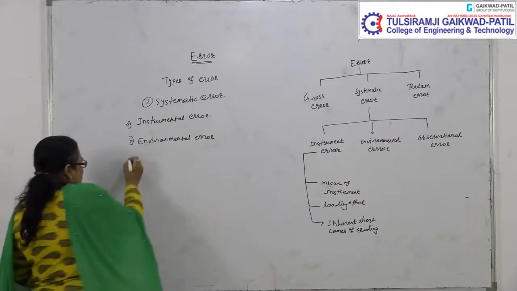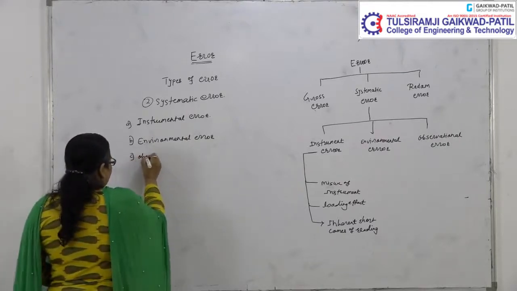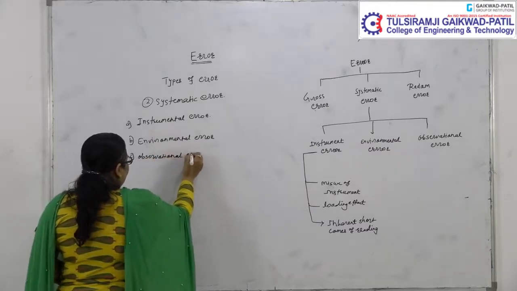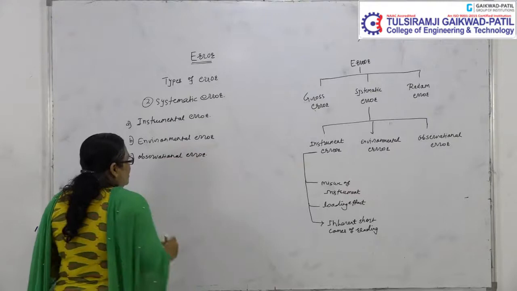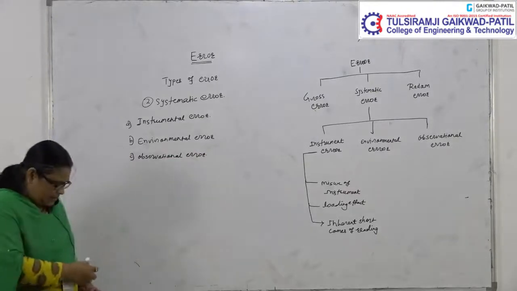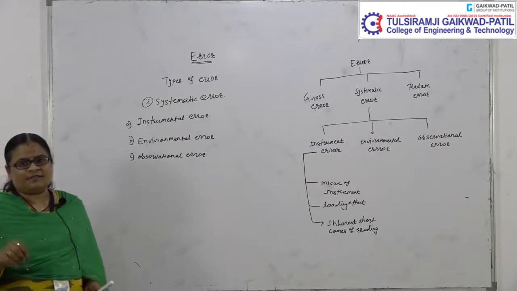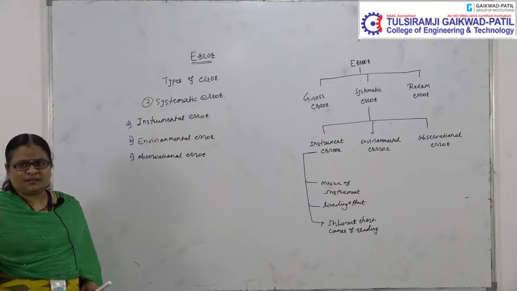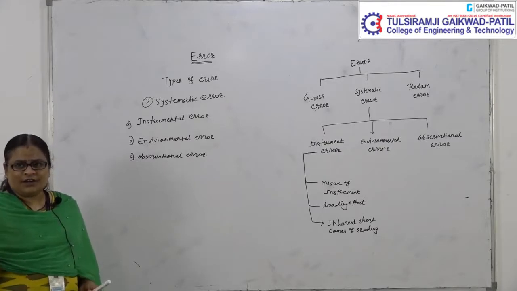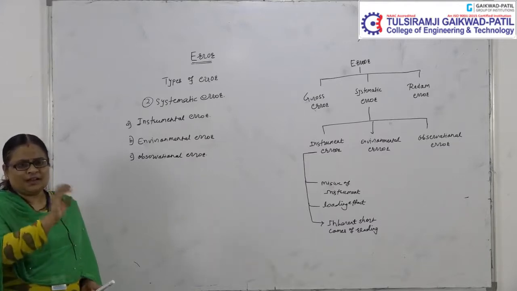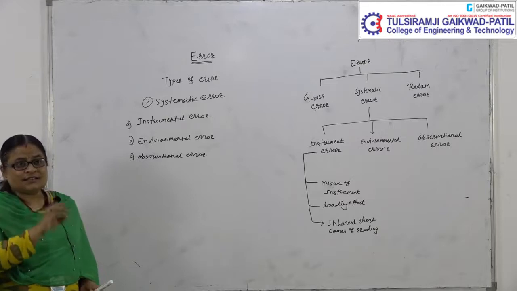Next is the observational error. Observational error concerns the distance or measurement of the observation. Sometimes one person says the instrument has a reading of 24 centimeter and another person says the instrument has a reading of 26 centimeter.